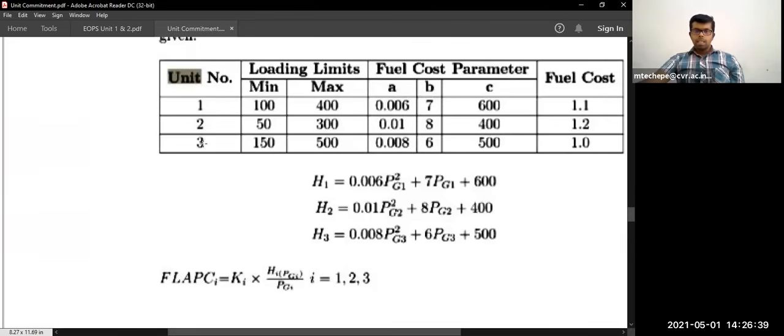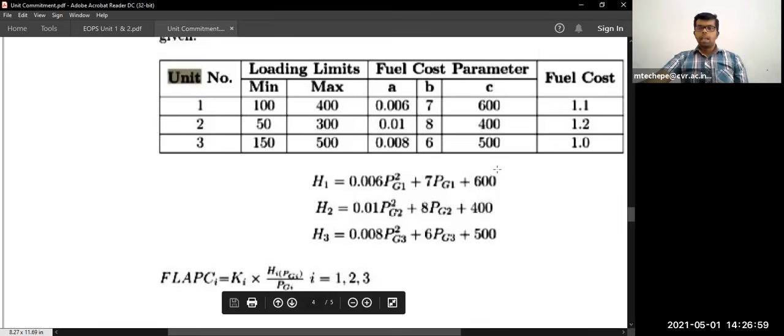The problem gives generating units, with minimum and maximum loading limits, and operating limits also given in megawatts. Then fuel cost parameters a, b, c are given, and the fuel cost is given. So from that we can easily frame the heat rate characteristics. Heat rate is being framed for three generating units.